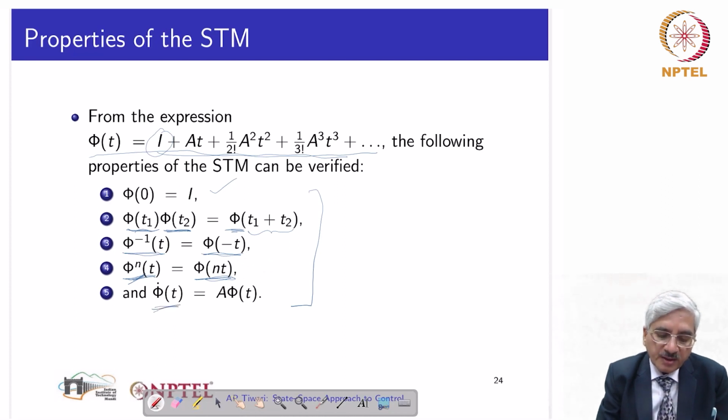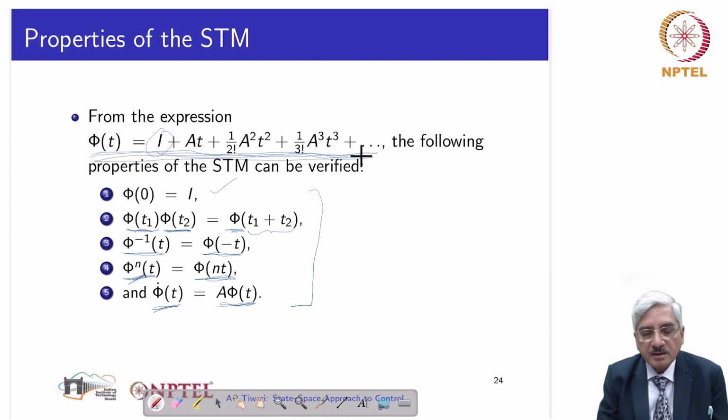And the derivative of phi with respect to time is equal to A times phi. These properties can all be proved using this expansion, phi(t) as identity plus At plus 1 by factorial 2 A square t square, etc.